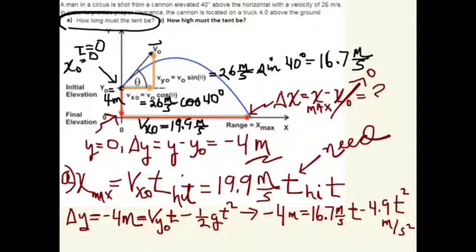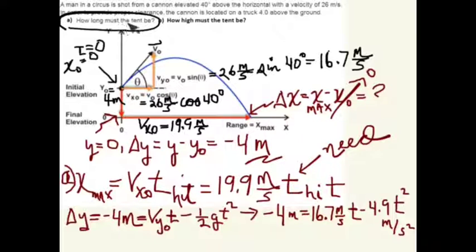From Group Work Quiz, Chapter 3, in the section on projectile motion. This problem: a man in a circus is shot from a cannon elevated at 40 degrees above the horizontal with an initial velocity of 26 meters per second. In order for proper clearance, the cannon is located on a truck 4 meters above the ground.